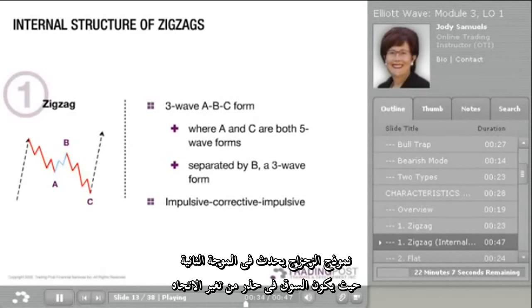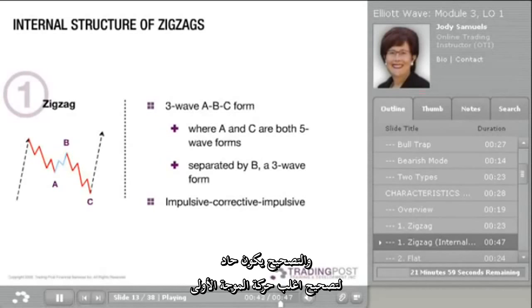The zigzag typically occurs in the wave 2 position as the market is still unaware that the trend has changed, and the correction is sharp, correcting most of the wave 1 move.